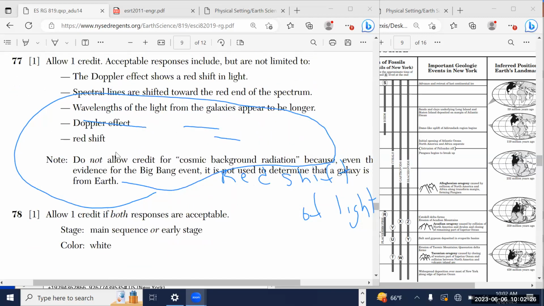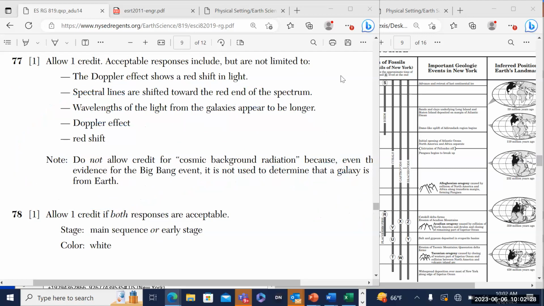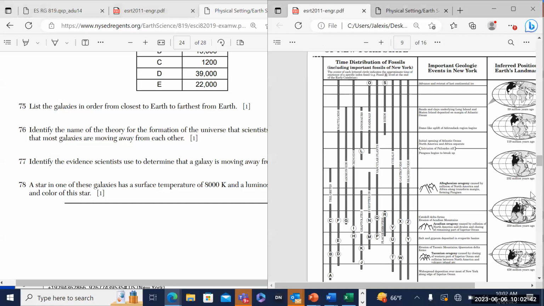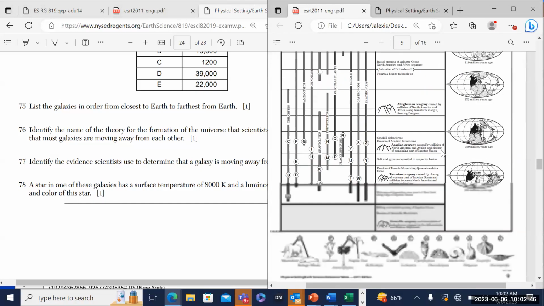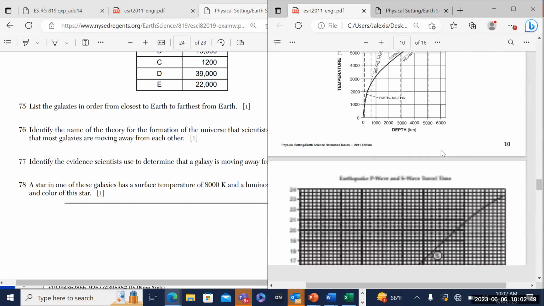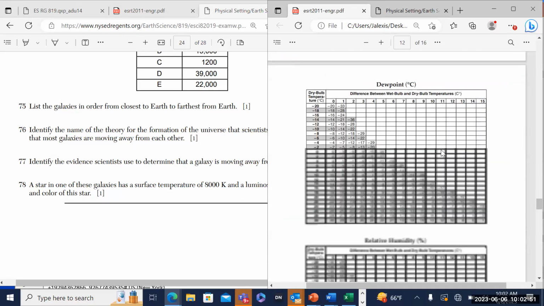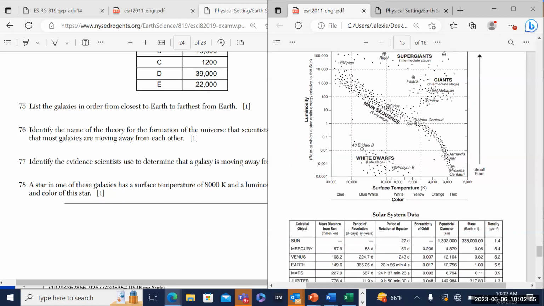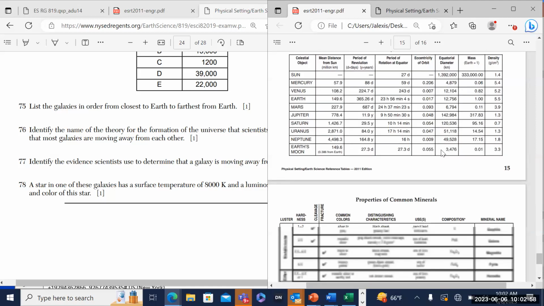for 78, it says a star in one of these galaxies has a surface temperature of 8,000 Kelvin and a luminosity of 10. Identify the stage and color of this star. All right. So, what page of the reference tables shows the characteristic of stars? What page of the reference tables? So, when we take a look, we're looking at page 15.